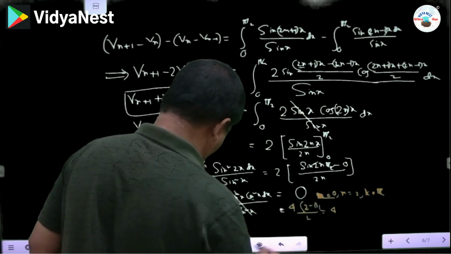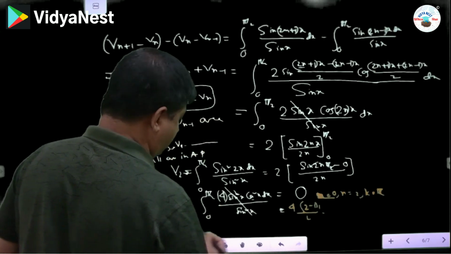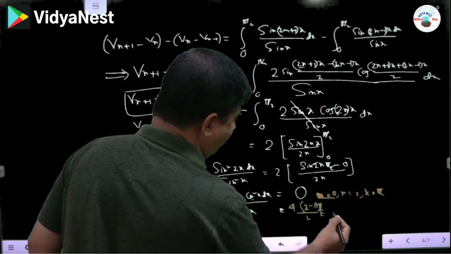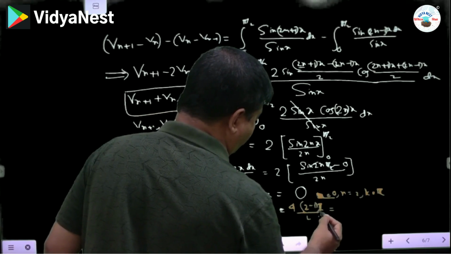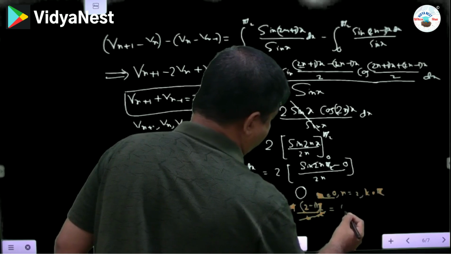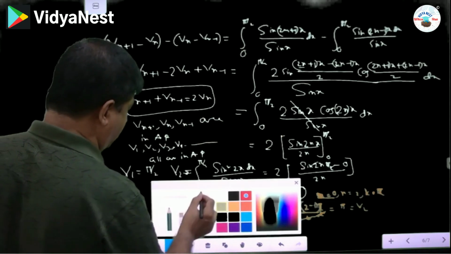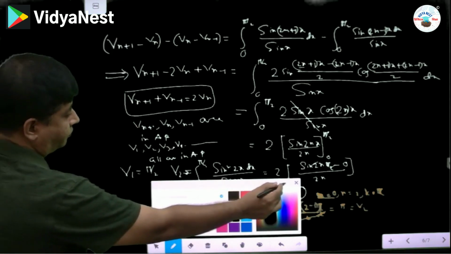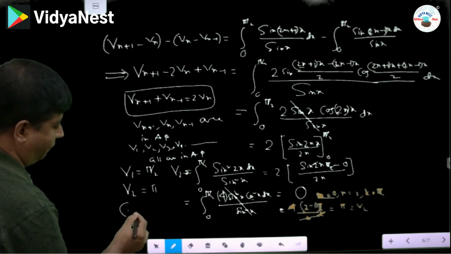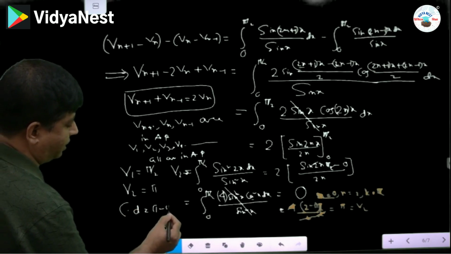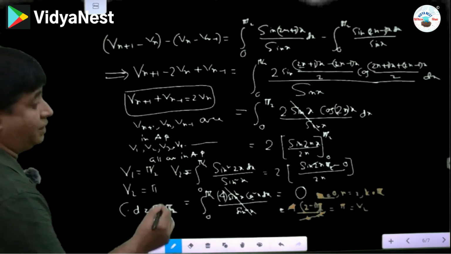So write pi by 2. So 2 into 2, 4 pi. So V2 is pi. Therefore, the common difference is pi minus pi by 2, that is pi by 2. That is the common difference D.